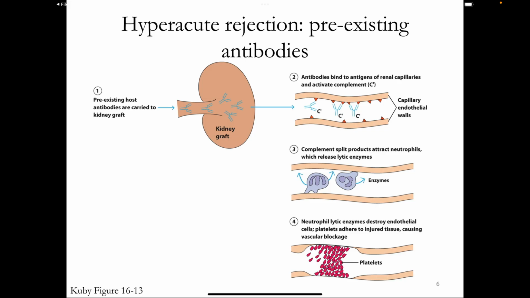And also, I will just note here, you can see there are the antibodies binding to the capillary wall of the kidney and destroying the capillary wall of the kidney. And then the kidney doesn't get blood because the capillaries are not working. So the question is, how in the world is it possible to ever have pre-existing antibodies against another person's organs?